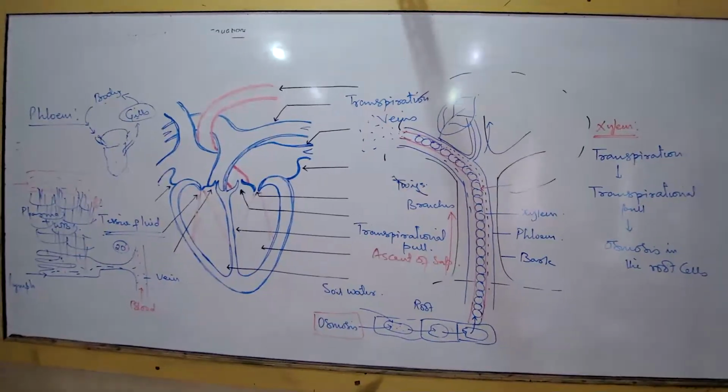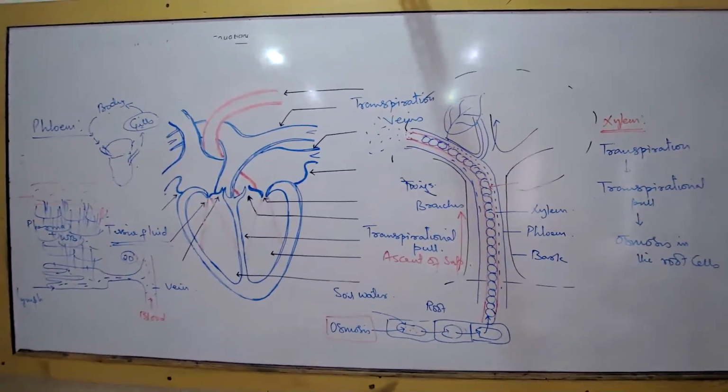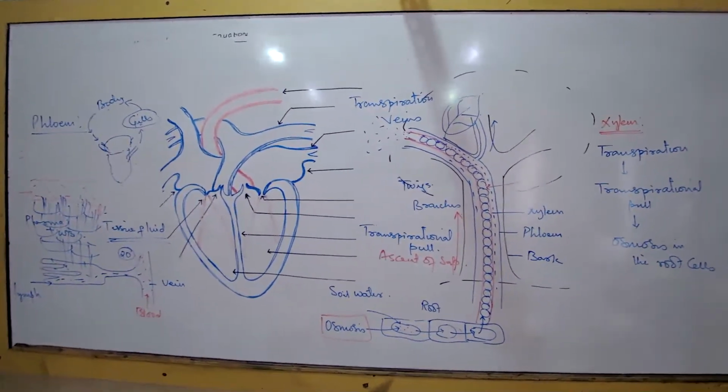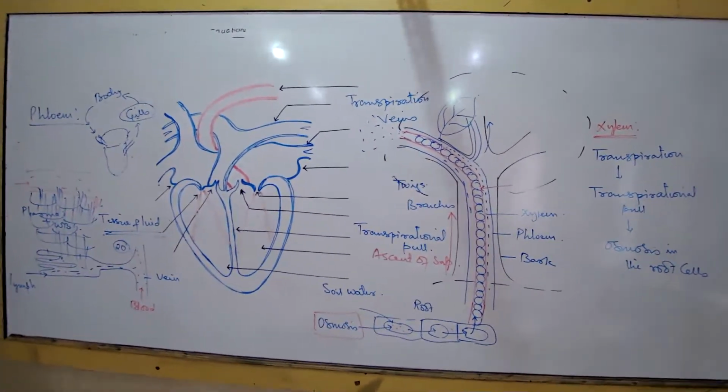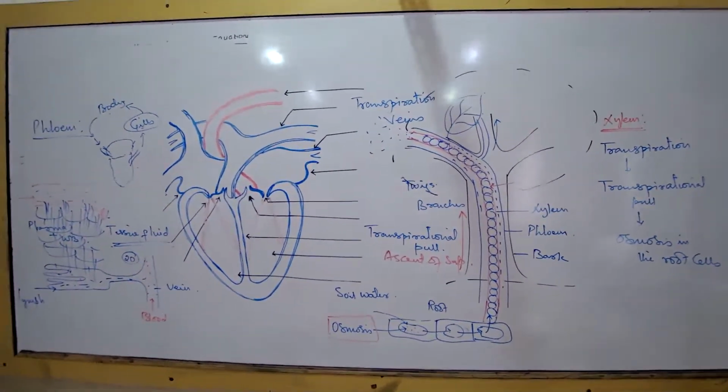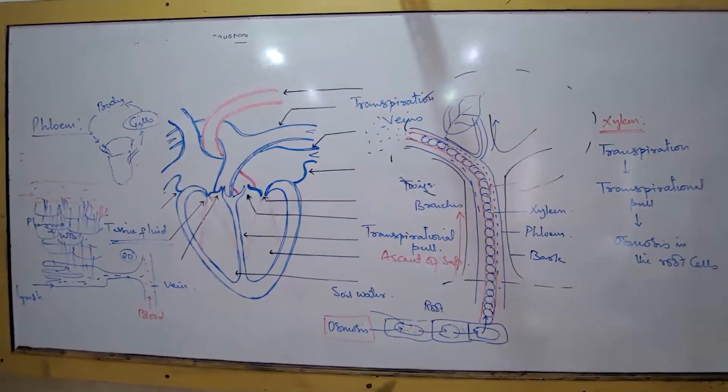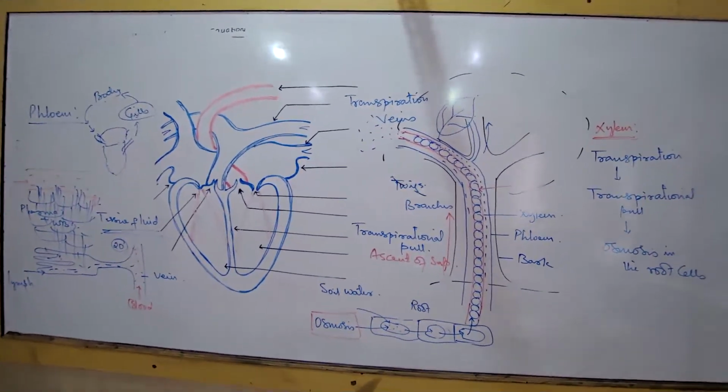So the heart does not do the purification. In our case also, the heart is not doing any purification. In our case also, where is the purification done? Lungs. In our case also, the purification is done by the lungs. In their case, the purification is done by the gills.